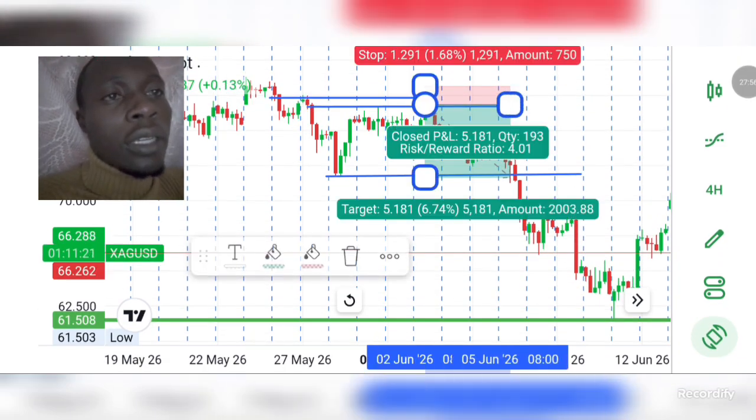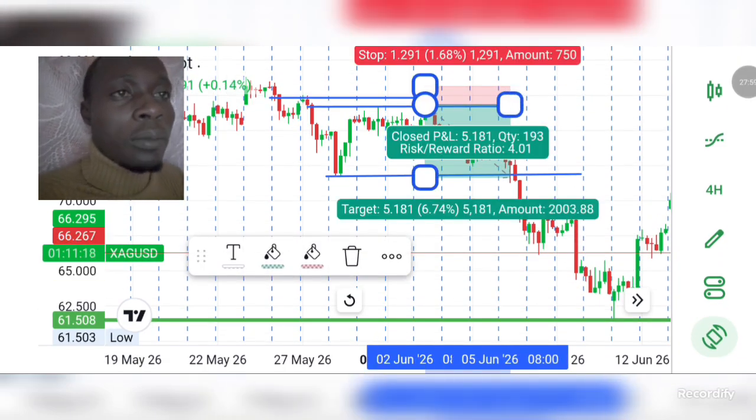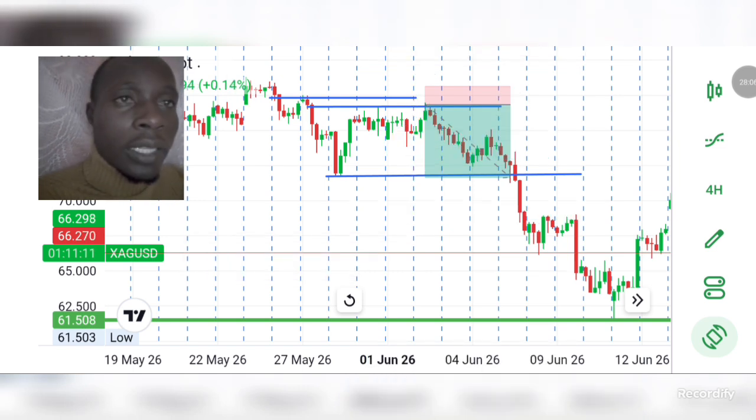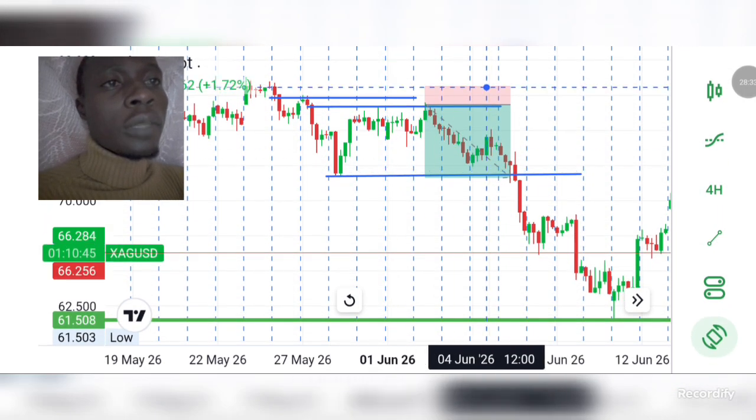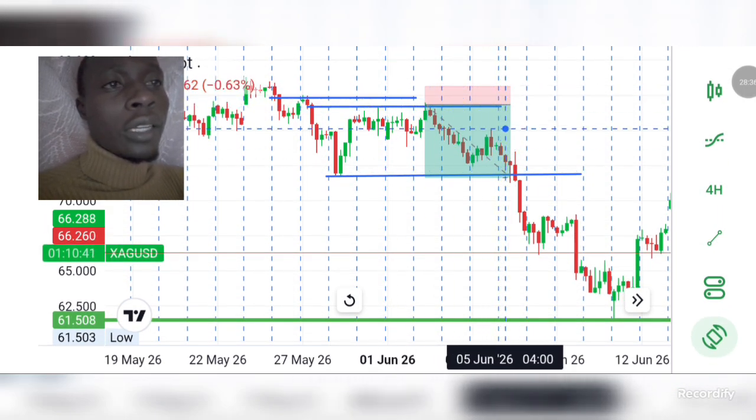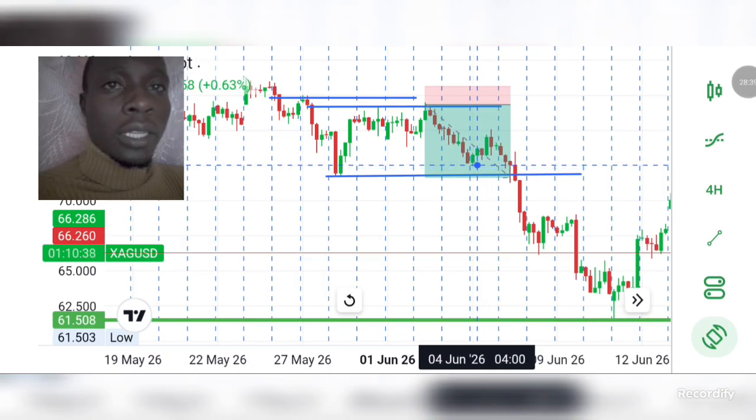So when you see this area, when you see my risk and reward, my risk reward is 4.0. So it's 4 times my stop loss. If I have $1,000 in my account, then I risk 1% of my $1,000, which is $100. So when I risk $100 from this point up to this point, from where the green starts up to this point is 1 to 4.